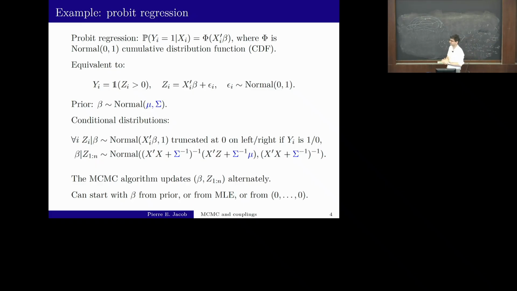Yes? So you just mentioned that this sort of alternately proposing from these conditional distributions is an example of Metropolis-Hastings. I think we also talked about Gibbs sampling. Right. And is this an example of Gibbs sampling? Yeah, absolutely. Yeah, this is an example of Gibbs sampling where you update.